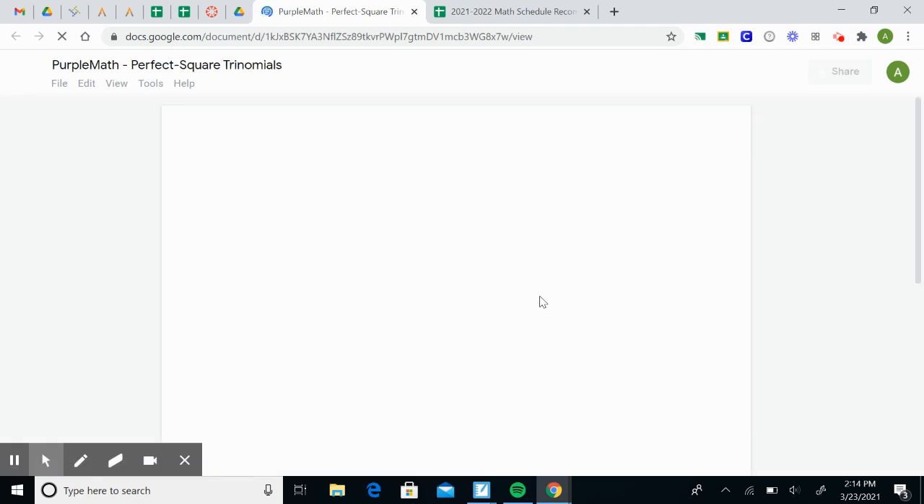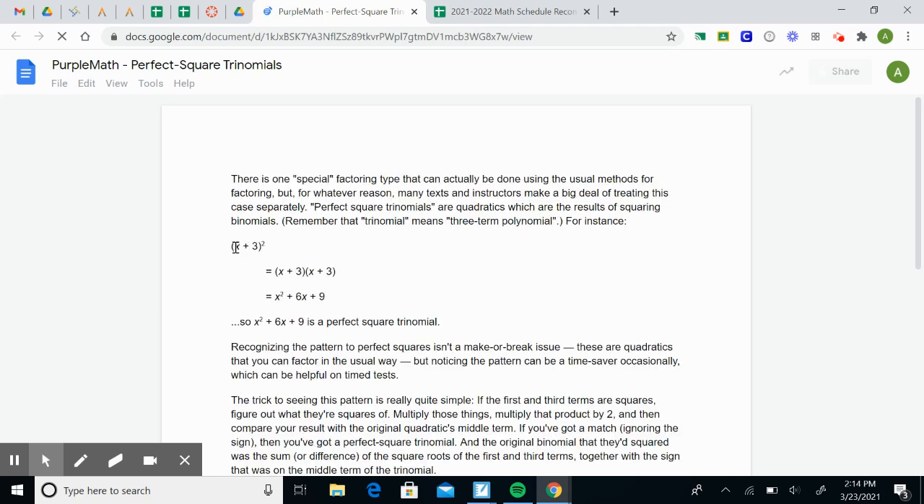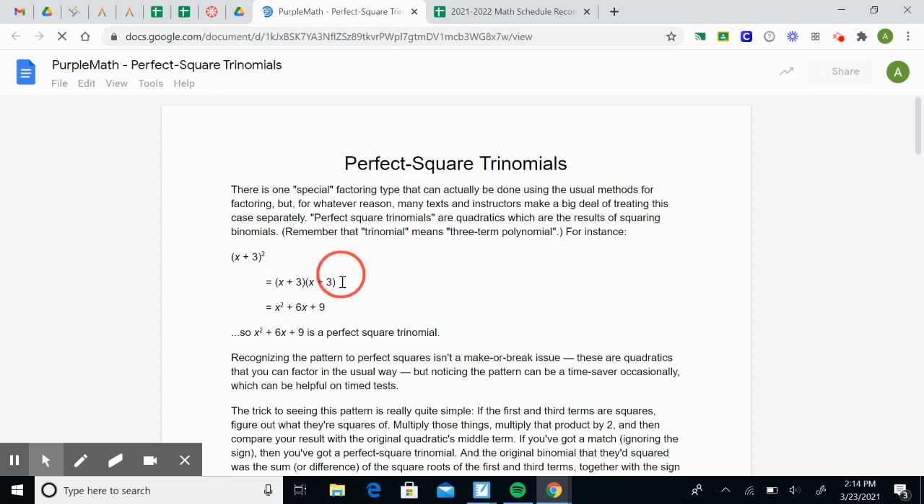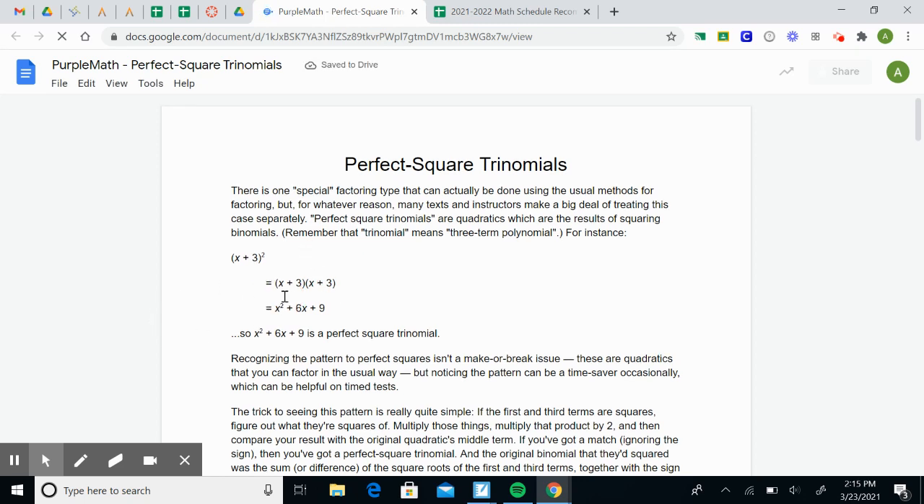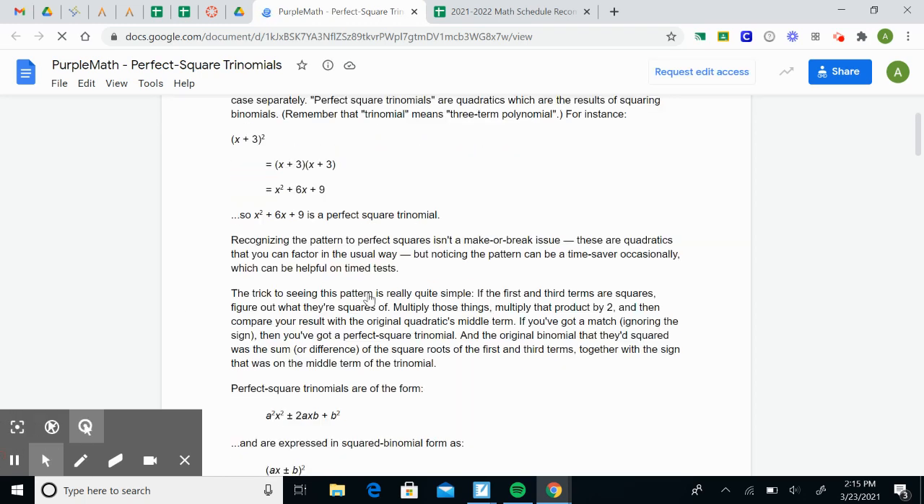So basically, a perfect square trinomial is what happens whenever I have a binomial and I square it. So here you can see I've got my binomial squared, which is the same thing as x plus 3 times x plus 3. Then I would double distribute or FOIL to get x squared plus 6x plus 9. You can also use the box method, and that would be considered my perfect square trinomial.